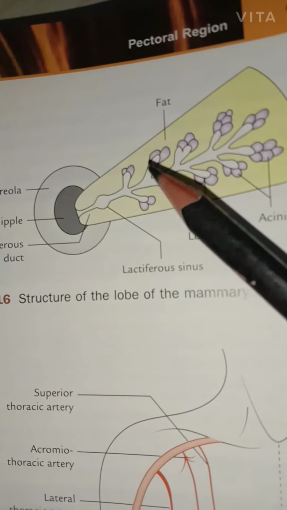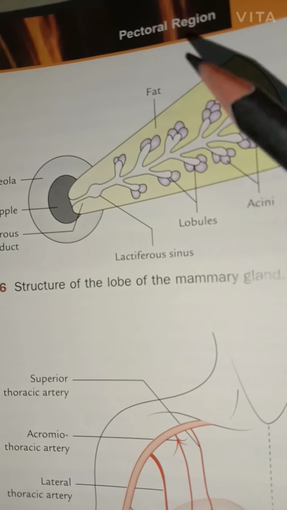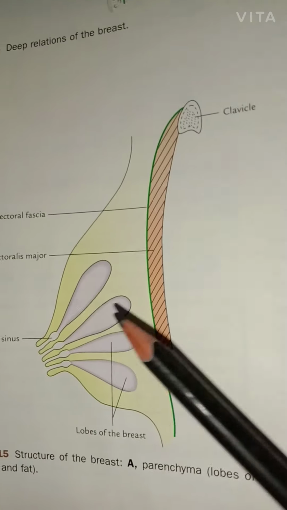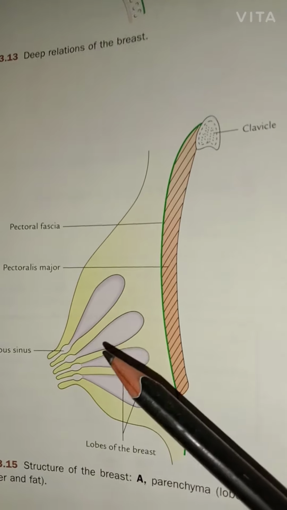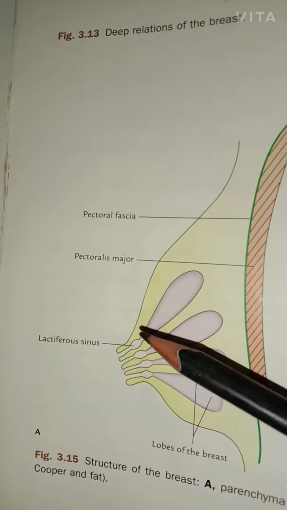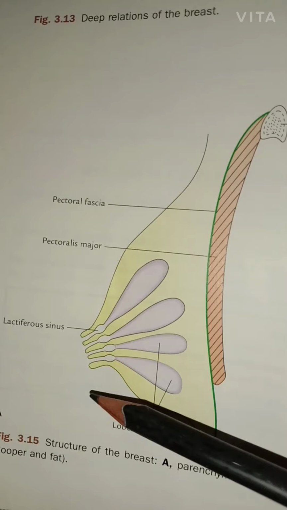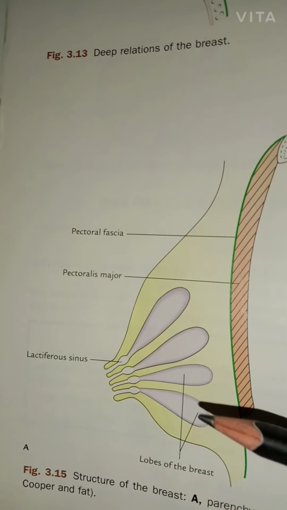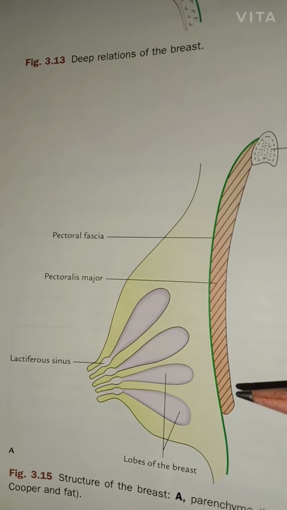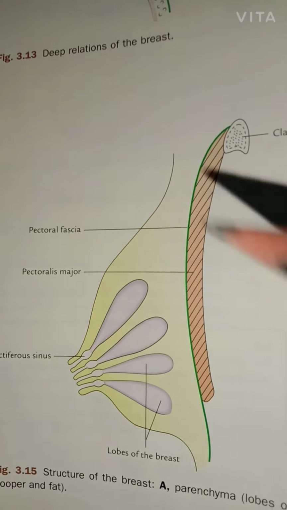So in this way, the 15 to 20 lobules or lobes are present in the parenchyma of the breast. Here you can see near the termination of the duct, it has a dilatation that is called the sinus. So here the lactiferous sinus, and then the duct opens onto the nipple. The alveolar epithelium is cuboidal in the resting phase, and it is columnar during lactation. So that is the importance of the parenchyma of the breast.